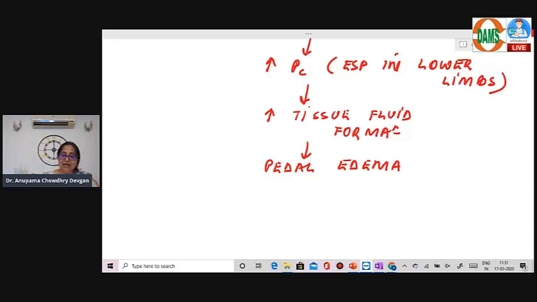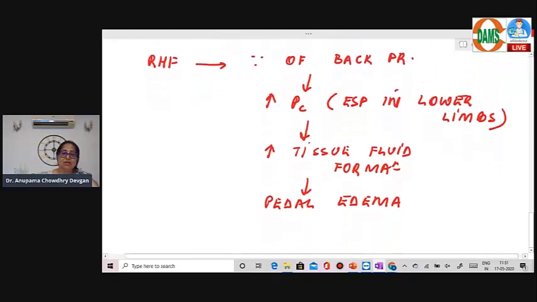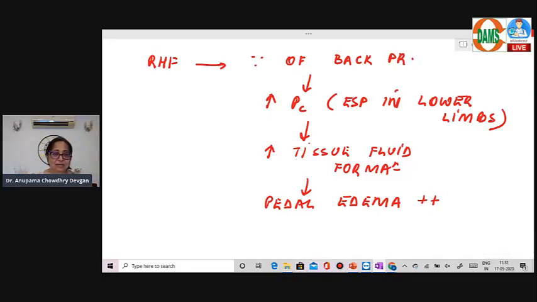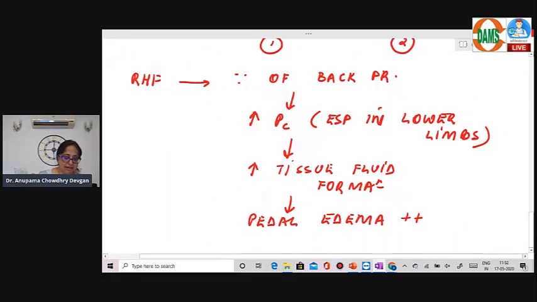So what happens in the case of a right heart failure? Like I said, this is because the heart is not pumping blood properly. There is going to be a back pressure, and back pressure will cause an increase in the hydrostatic pressure, especially in the lower limbs, and that in turn results in increased tissue fluid formation, and edema is very commonly seen. Same reason. What happens in a left heart failure? Pulmonary edema. Same thing. Back pressure now in the pulmonary capillaries will increase the hydrostatic pressure of the pulmonary capillaries, therefore pulmonary edema.